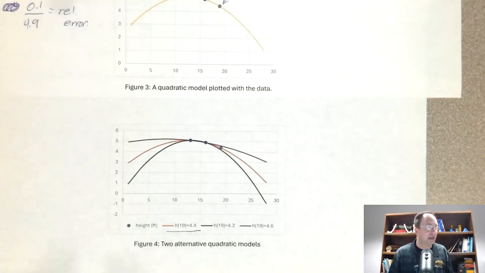So this is a simple example, and again, we have lots of different mathematics we can use to build models, but this gives you a little bit of an idea of how some of that terminology applies in this particular case.